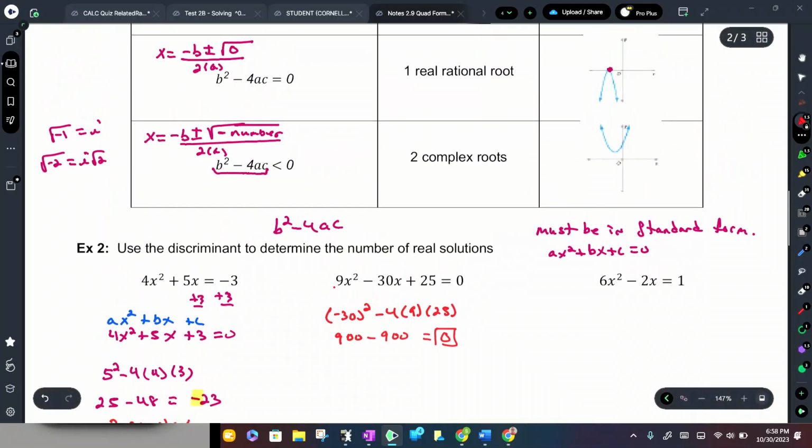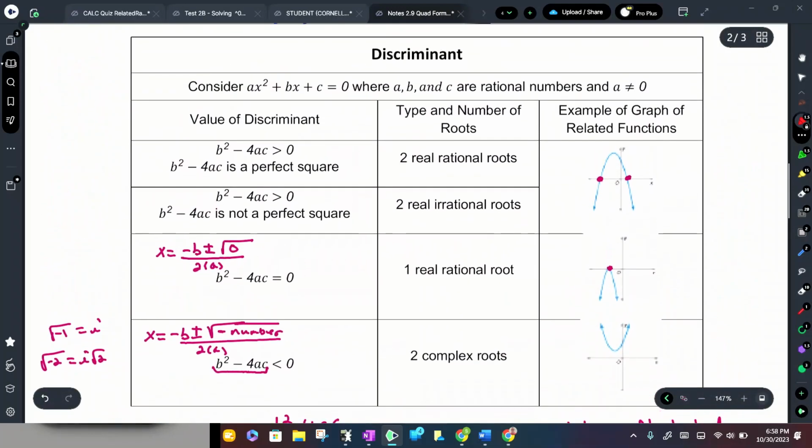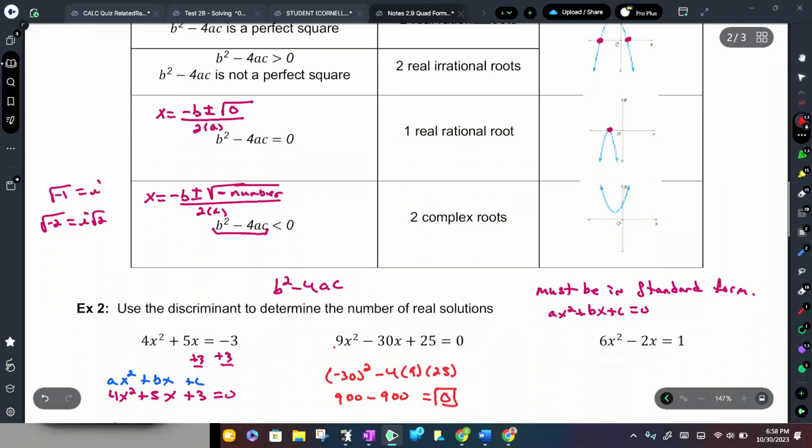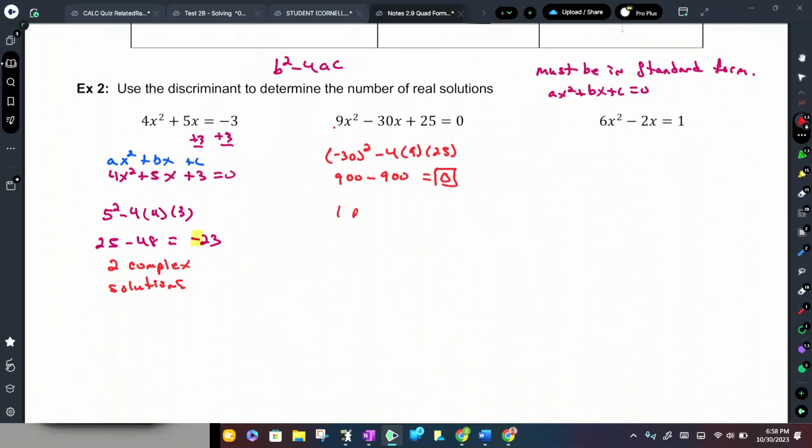So if we go back up and look at our chart, I know that if the numerical value of my discriminant is 0, then we have one real rational root. So we touch in one spot and bounce off. So one real solution.